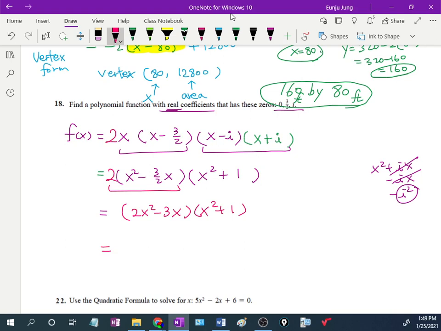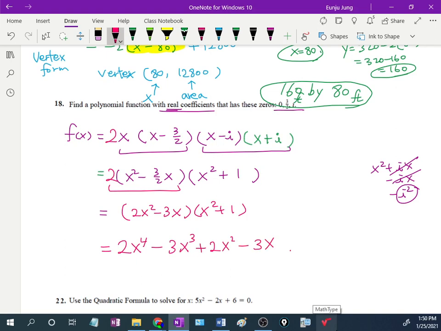So that will be 2 times 1 is 2, x to the 4th power, right? Outer is second power, inner is third power. So let me go with the inner first, third power. Outer will be positive 2x squared, and the last one, negative 3x. And that will be one of the equations.